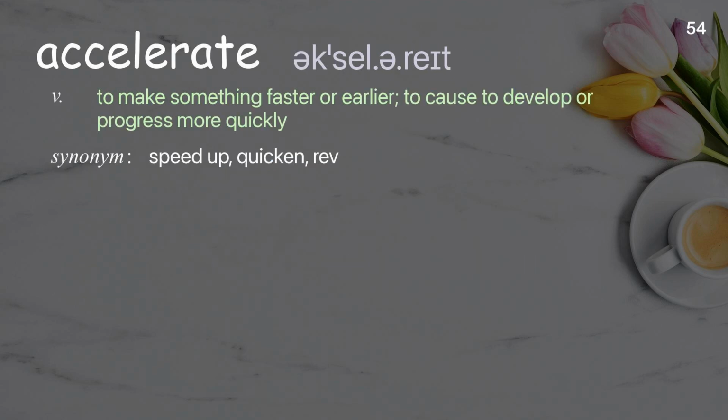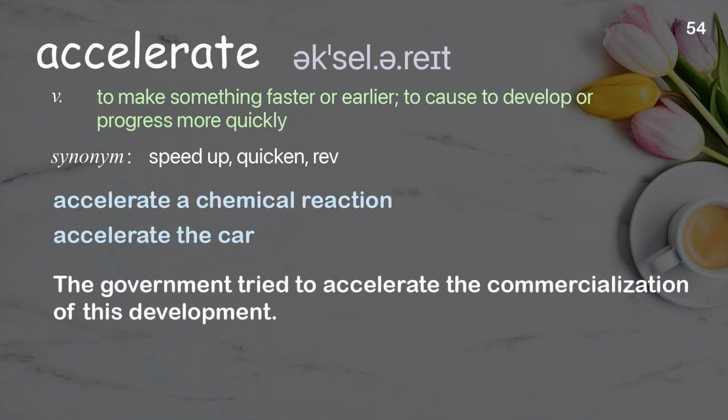Accelerate: To make something faster or earlier, to cause to develop or progress more quickly. Examples: Accelerate a chemical reaction. Accelerate the car. The government tried to accelerate the commercialization of this development.